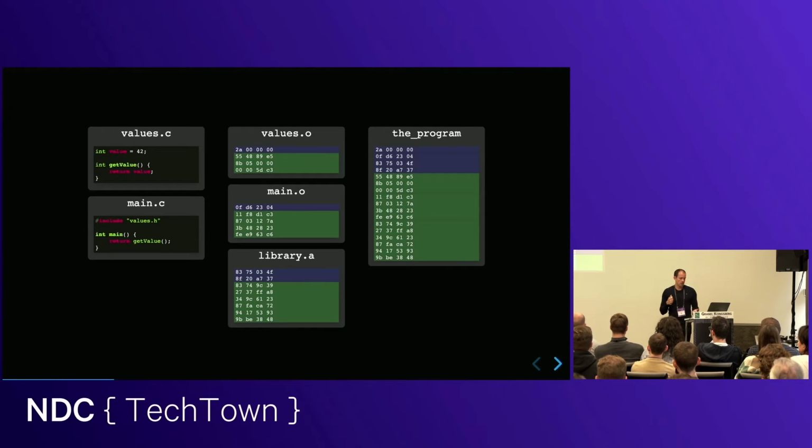And then the linker can use the symbol table to find the offset. Like, I put values.o in here, and what's the offset of getValue? It's 0, so then it knows where it actually is.